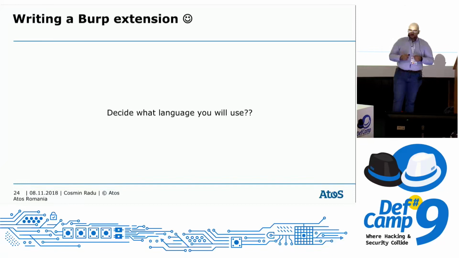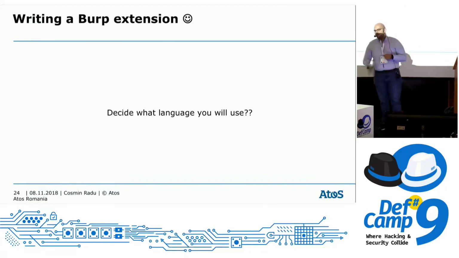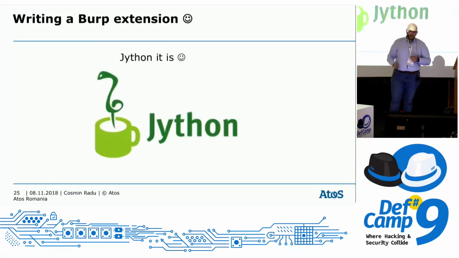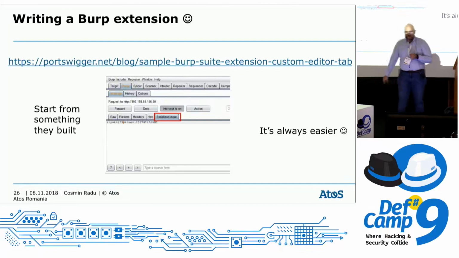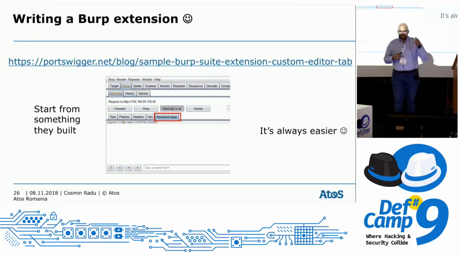Okay, Java I don't like. Ruby I don't know, so the solution was simple. Jython it is. So we went on with Jython. And I found something on the blog of PortSwigger, the developers of Burp Suite. They had an extension written that did nothing, but added a custom editor tab to the intercept, which is what I wanted to do, basically.